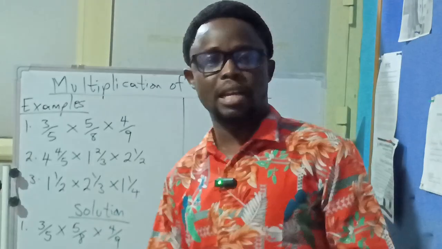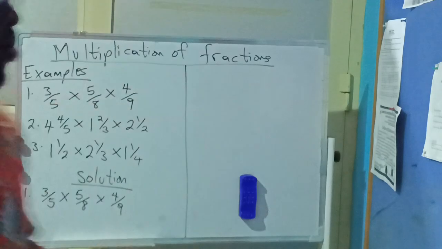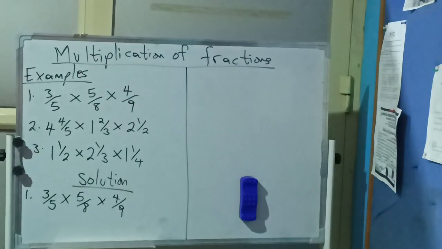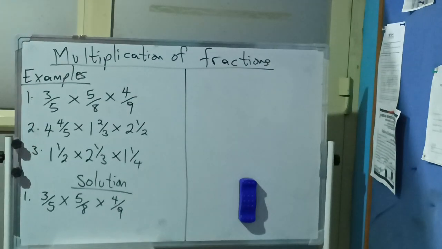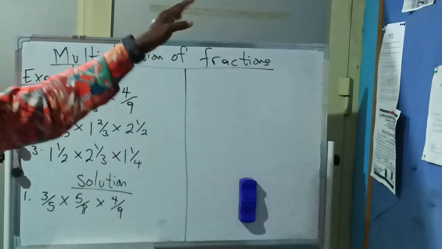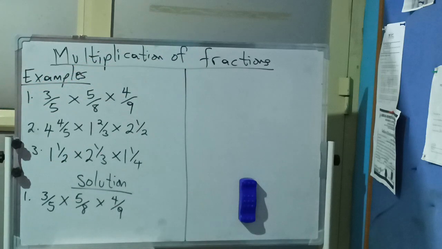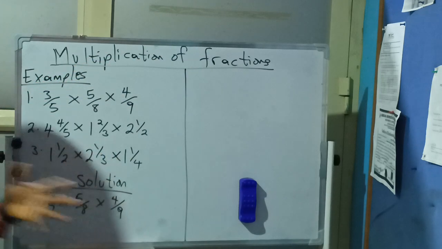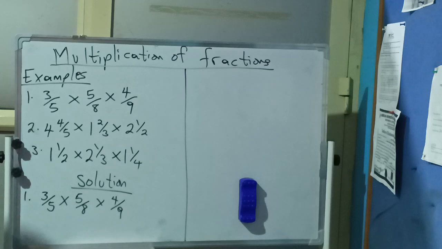This particular class is for basic four. I will be looking at the continuation of what we did the last class, that is multiplication of fractions. But here now we're looking at three fractions together, and let's see how to multiply them and reduce to the lowest term.